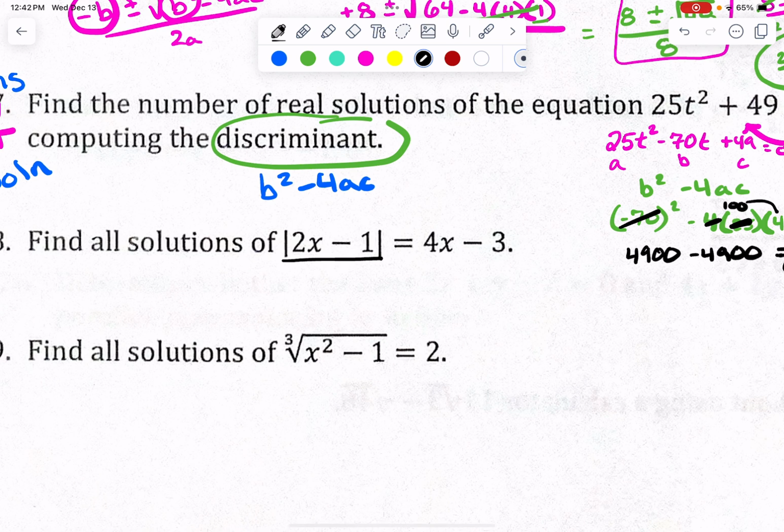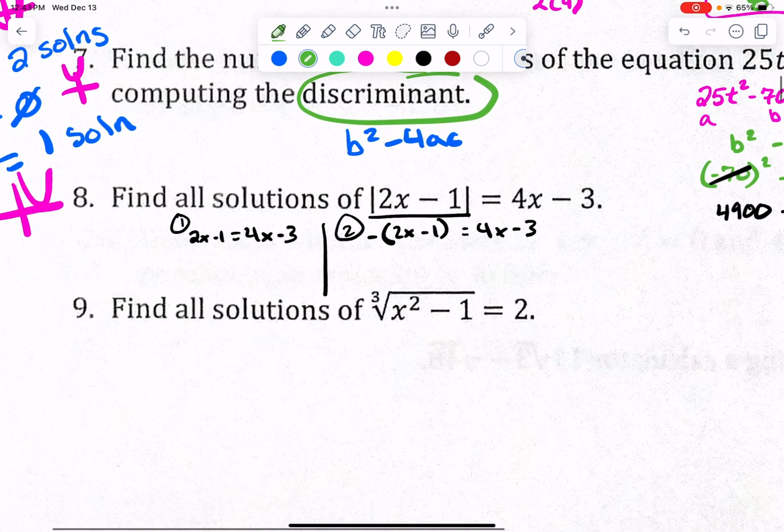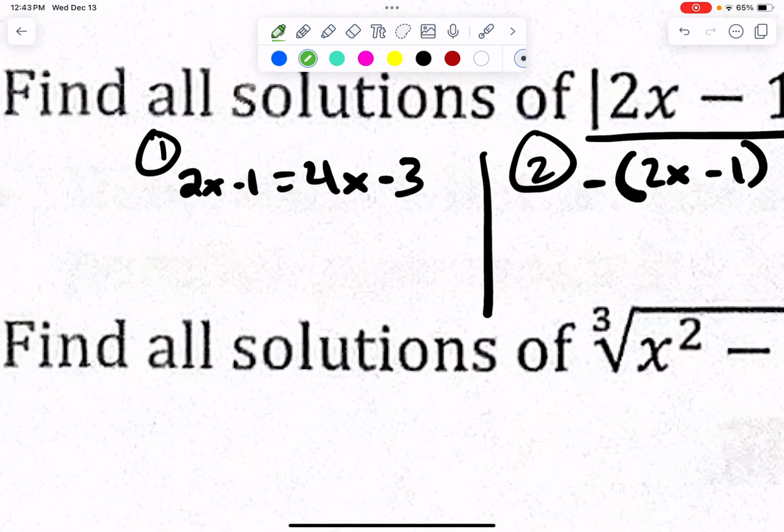Whenever you have an absolute value, you need to have two cases. Case 1, case 2. The first case is just 2x minus 1 equals 4x minus 3. That's the first case. The second case, I pretend as though this is a whole negative. So negative (2x minus 1) equals 4x minus 3. Okay, so let's go ahead and solve the first one. I'm going to subtract the 2x, and I'm going to add the 3 at the same time.